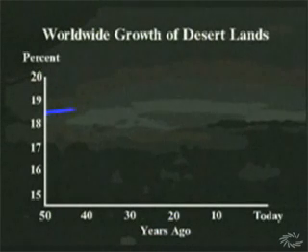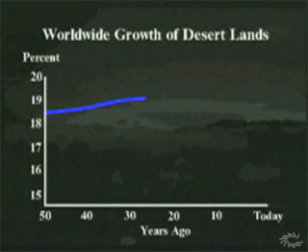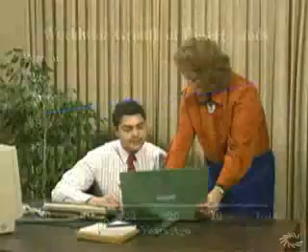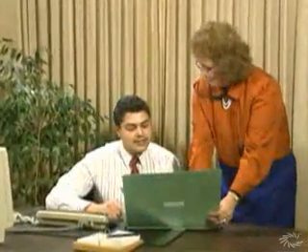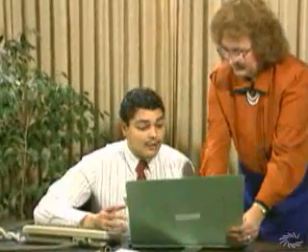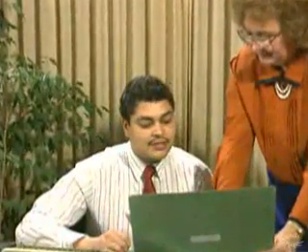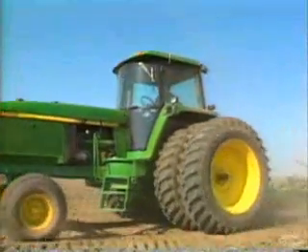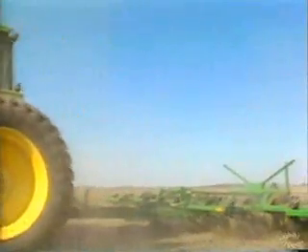The graph line shows that during the past 50 years, desert lands have grown from 18.5% of all the world's lands to now almost 20%. Scientists use this data to predict future trends and to develop strategies to solve problems. For instance, new tilling techniques were developed to reverse the growth of desert lands after scientists recognized the trend.